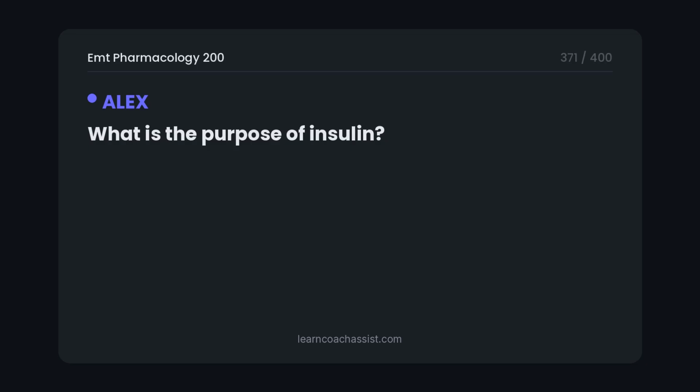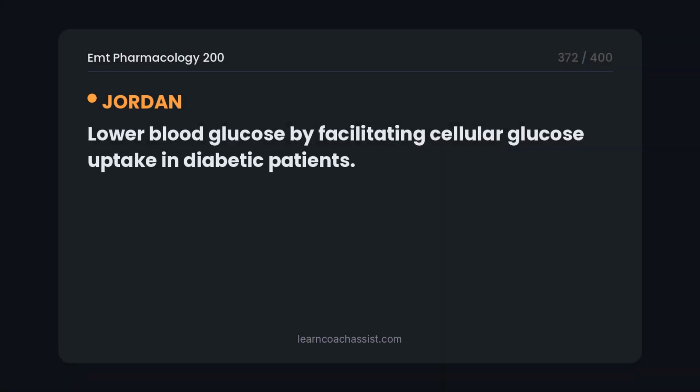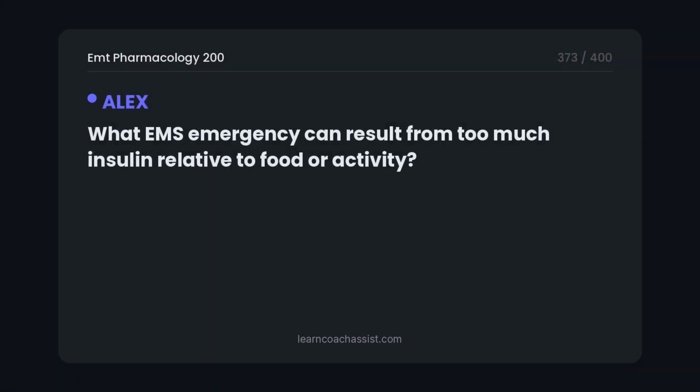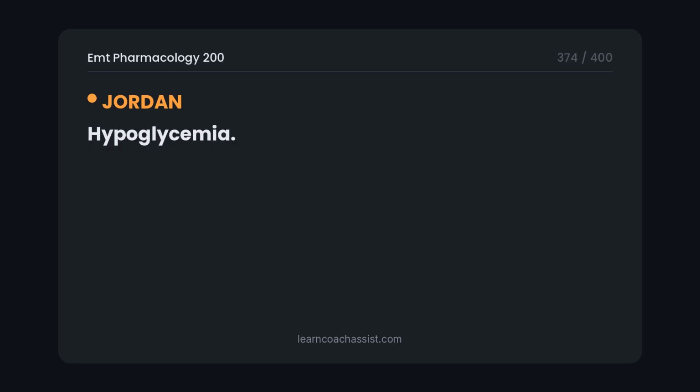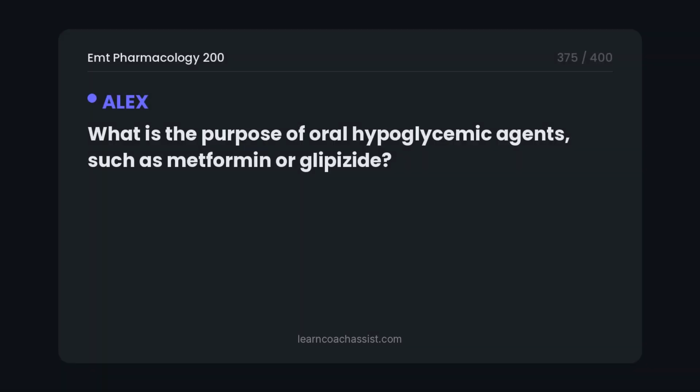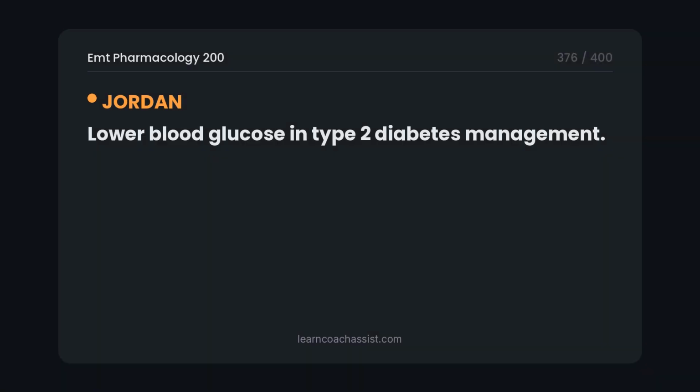What is the purpose of insulin? Lower blood glucose by facilitating cellular glucose uptake in diabetic patients. What EMS emergency can result from too much insulin relative to food or activity? Hypoglycemia. What is the purpose of oral hypoglycemic agents, such as metformin or glipizide? Lower blood glucose in type 2 diabetes management.